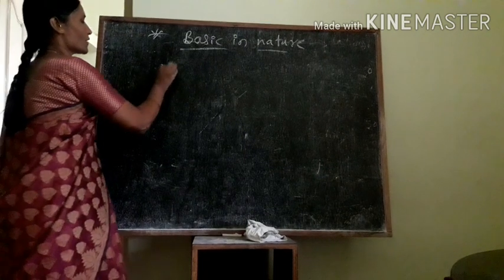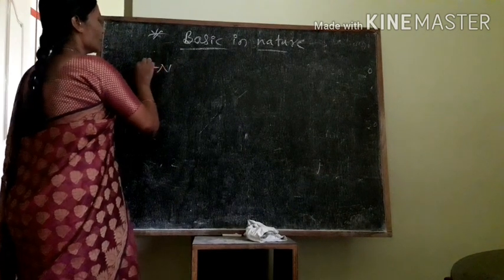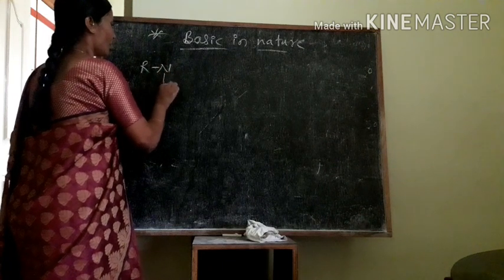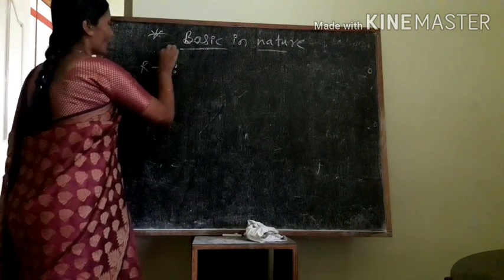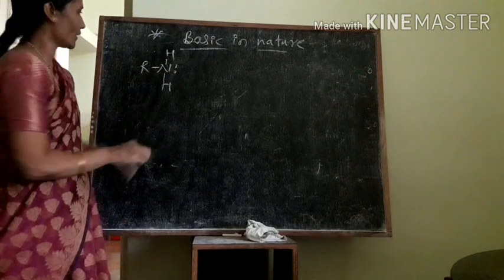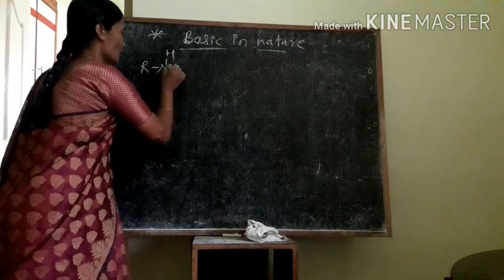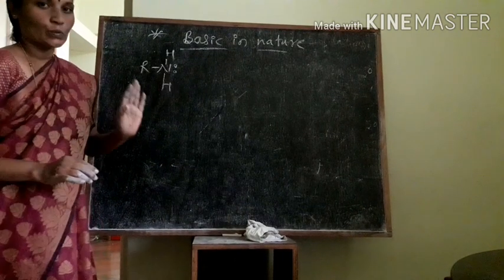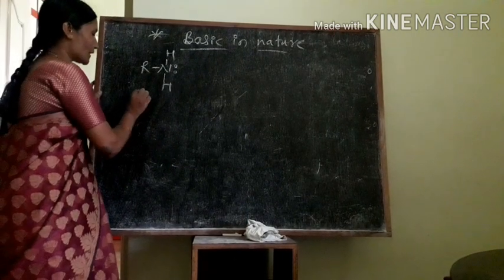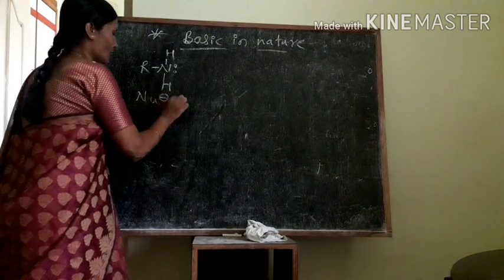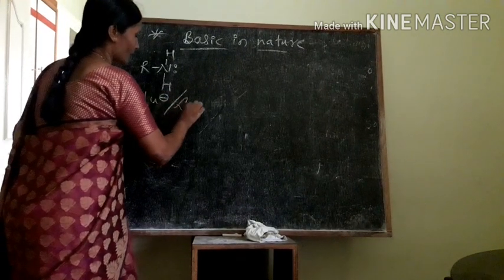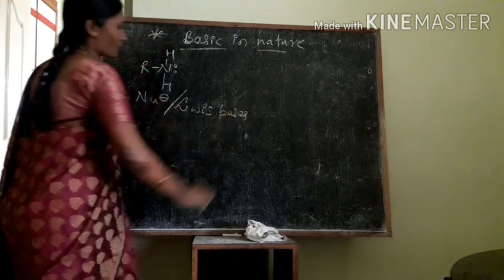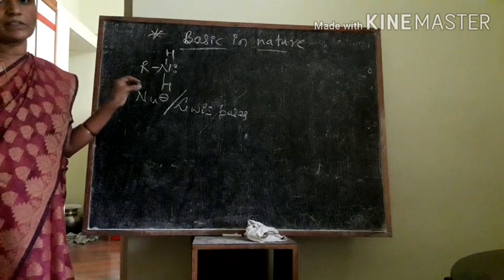Because in the case of amines there is a nitrogen atom. This nitrogen atom has a pair of electrons. This pair of electrons is always donating, hence its nature is said to be basic. As well, these are called nucleophiles, or Lewis bases.